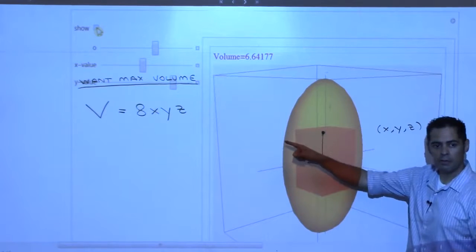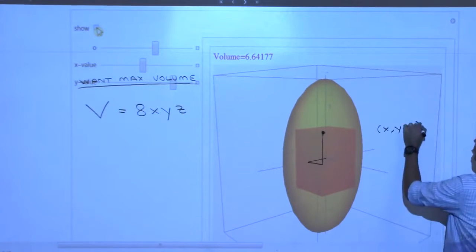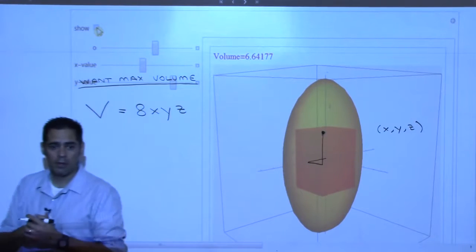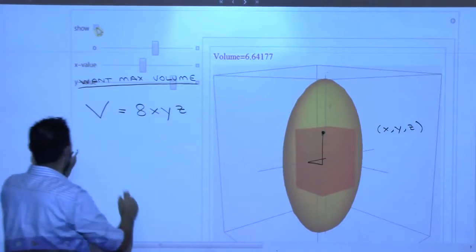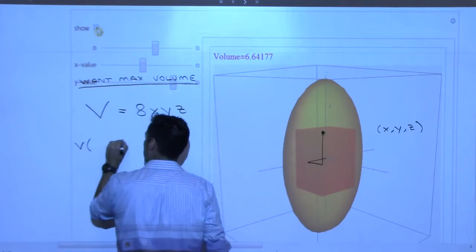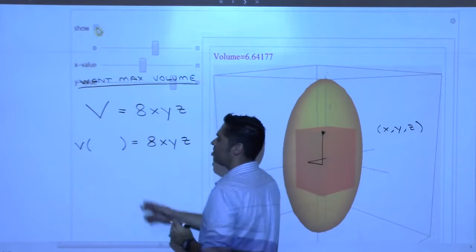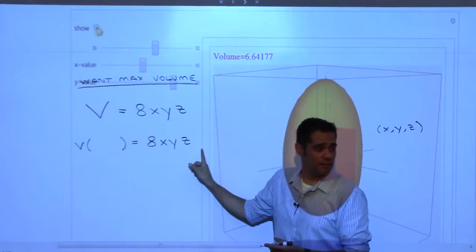We agree? Okay, we're trying to find the maximum of this function, aren't we? Its highest value. Right now, this volume function depends on how many things? For us to be able to talk about volume, you must be able to give me x, y, and z, right?